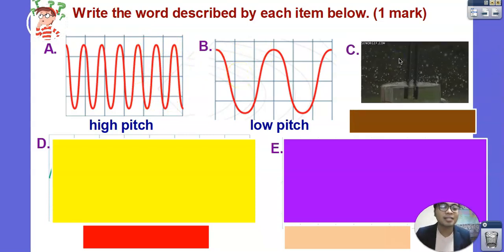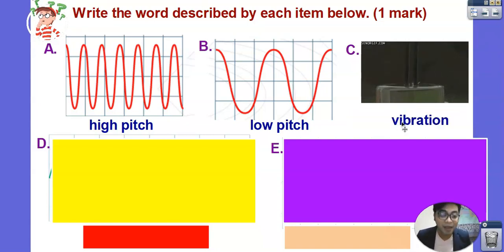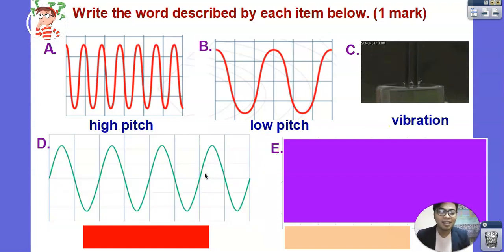Let's take a look with letter C. What is being shown in here? So what is shown here is just vibration. So you can see that there's a motion of the water made by the vibration of the tuning fork. Excellent job. Next, look at this.